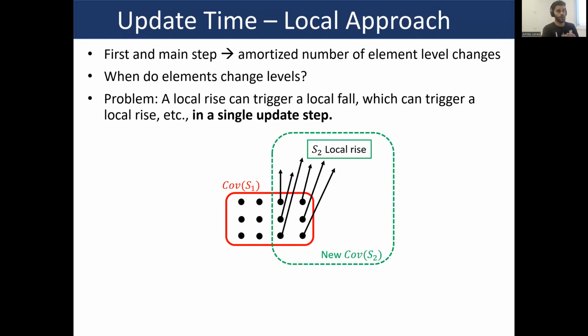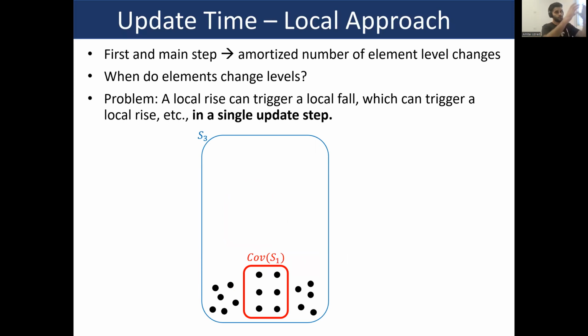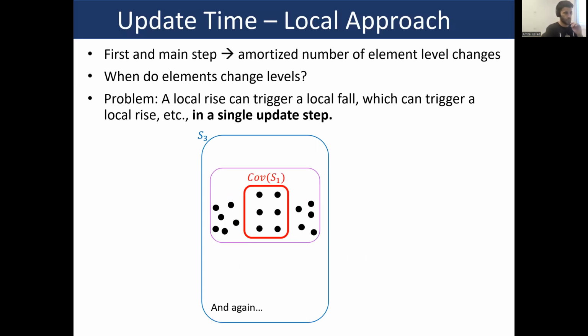Let's say we have Cov(S1), and all these elements on the right belong to some set S2, at a relatively low level. So S2 wants to do a local rise, causing Cov(S1) to be ND, which does a fall. Due to this fall, let's say all these elements are in S3. S3 is now PD because it gained new low-level elements, the ones that were in Cov(S1). So S3 does the rise, and this can continue on and on.